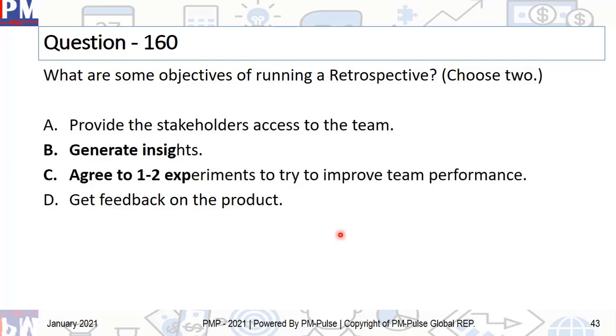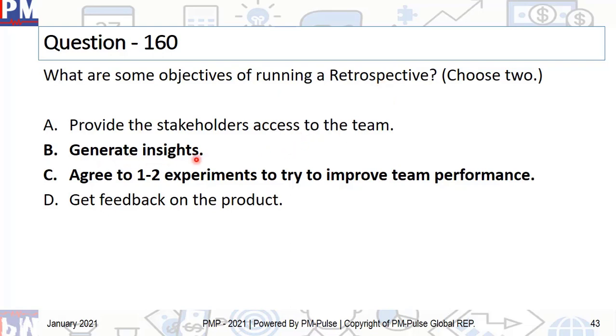And the correct answer is B and C. Now, if you look at the term retrospective, this is done immediately after every iteration, the moment your sprint review is done. This thing called get feedback on the product is basically sprint review. And the retrospective happens after this, before you get into the next sprint or next iteration. And it's a kind of lessons learned.